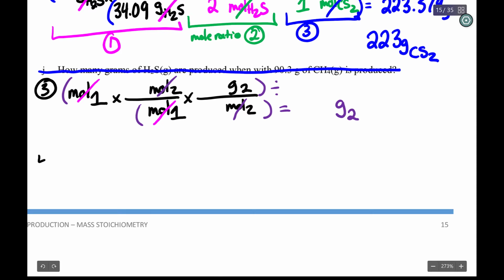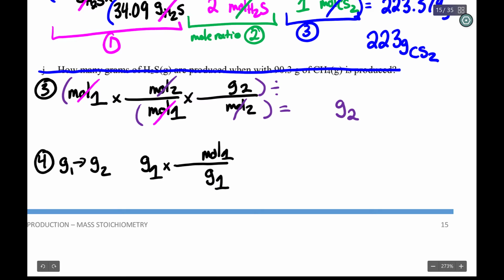The fourth type we did was converting grams of 1 to grams of 2. This requires 3 fractions. We would start with the grams of the first substance and turn that into moles of the first substance using the molar mass. Moles of 1 on top, grams of 1 on the bottom. This is the molar mass. This mole here is always 1 because it is a molar mass. Just like here, this was always 1. So grams of 1 will cancel with grams of 1.